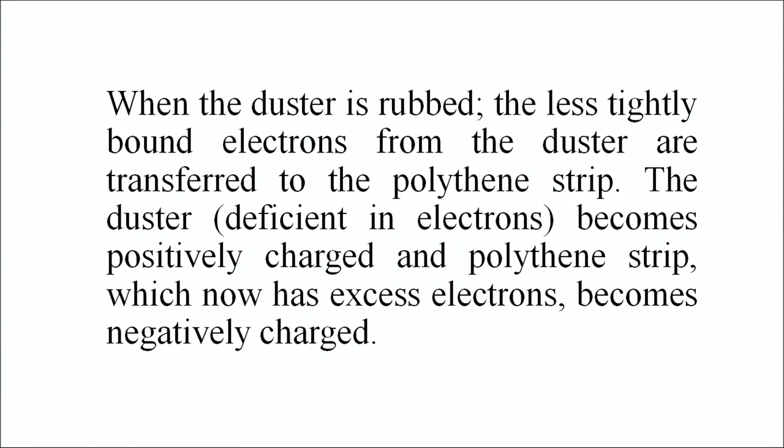When the duster is rubbed, the less tightly bound electrons from the duster are transferred to the polythene strip. The duster, which is now deficient in electrons, will become positively charged, and the polythene strip, which now has excess electrons, will become negatively charged.